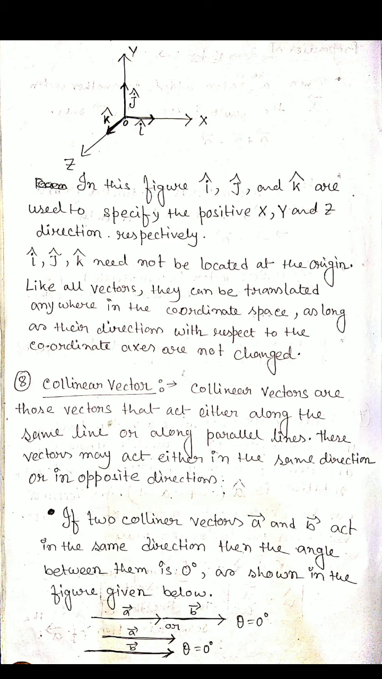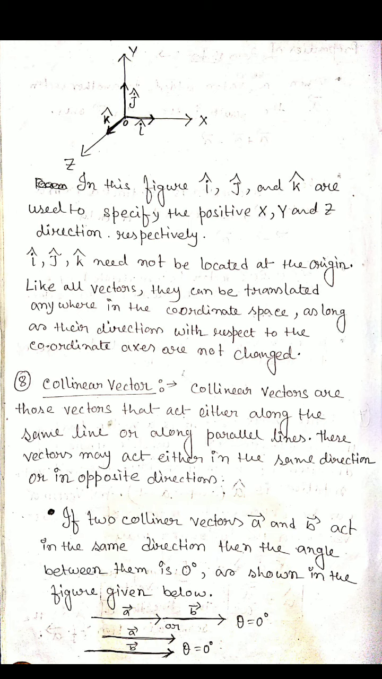Collinear vectors are those vectors that act either along the same line or along parallel lines. These vectors may act either in the same direction or in the opposite direction. That means either they will be situated on a single line, the same line, or parallel to each other, and either they will be in the same direction or in the opposite direction. So two considerations are there.